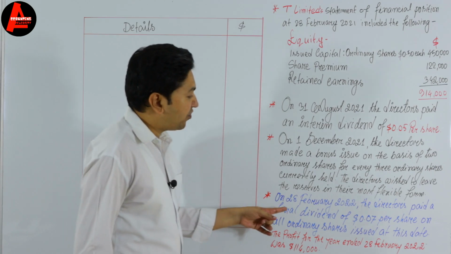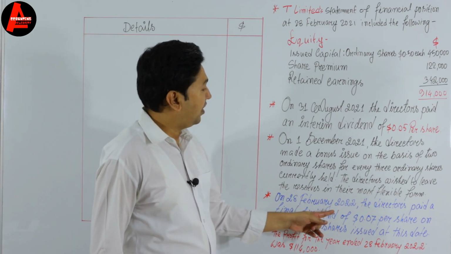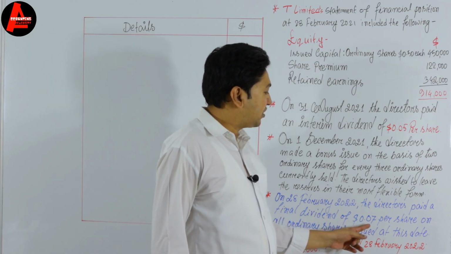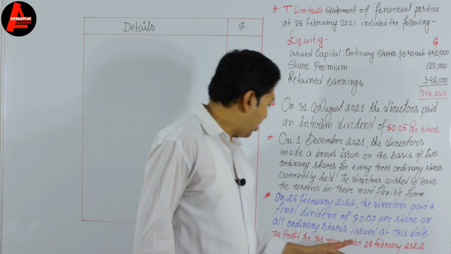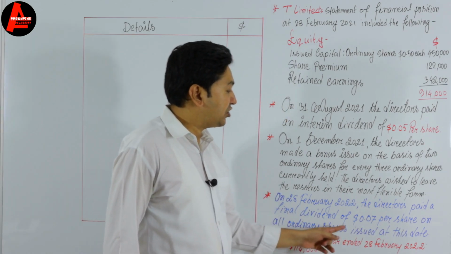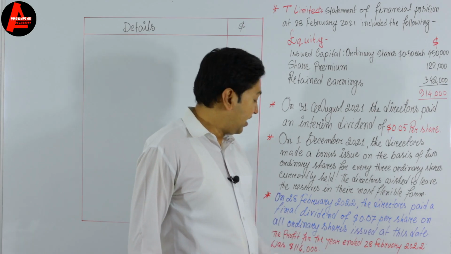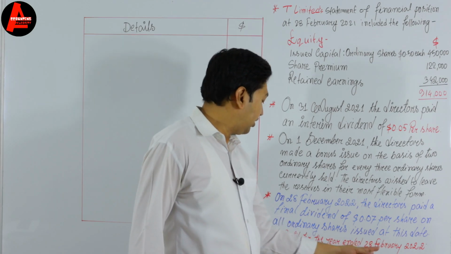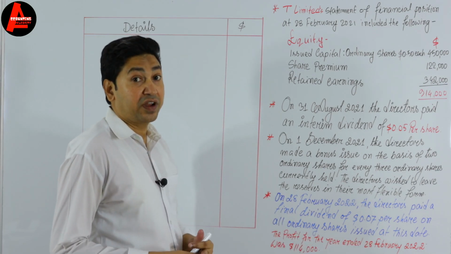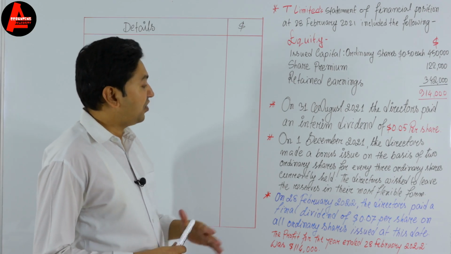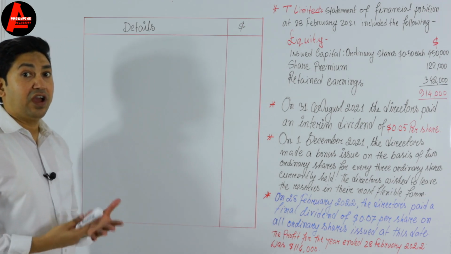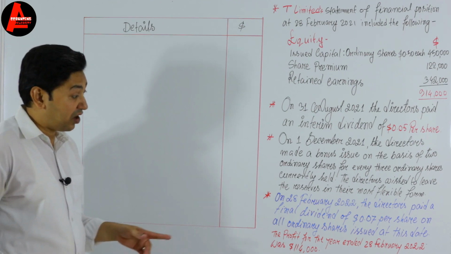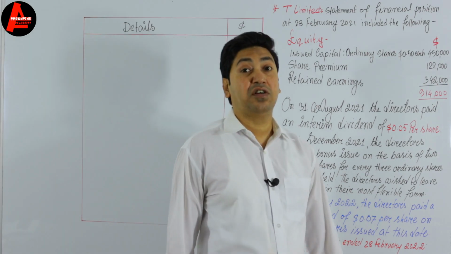On 28th February 2022, after 1 year, the directors paid a final dividend of $0.07 per share on all ordinary shares issued at this date. Then the profit for the year ended 28th February 2022 was $114,000. Now from this information we have to calculate our retained earnings closing balance on 28 February 2022.